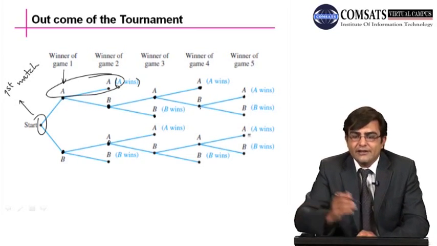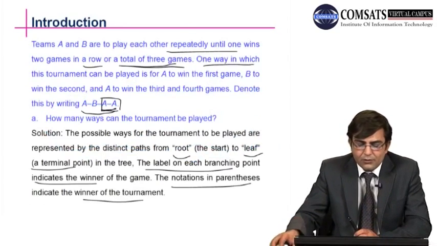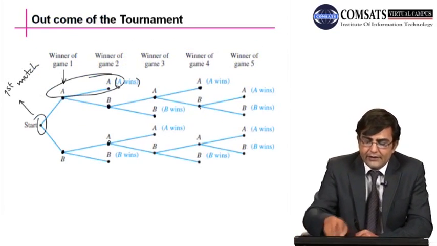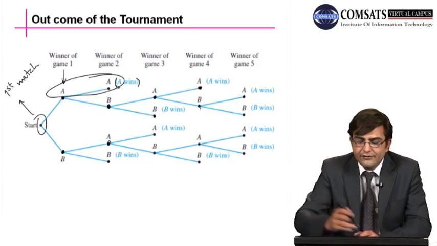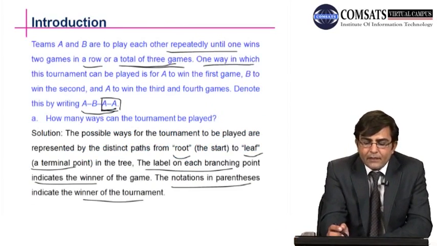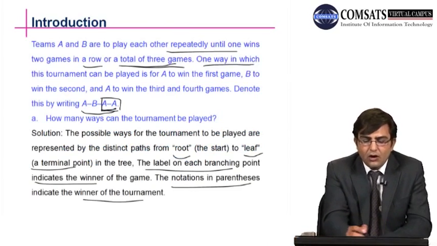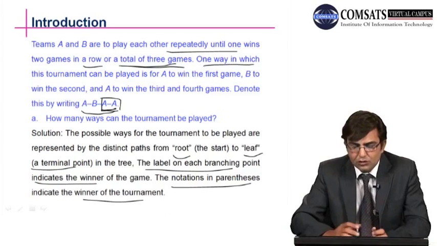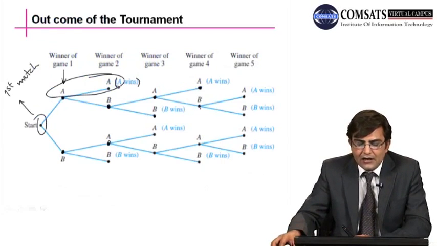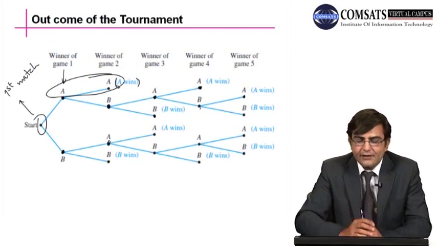We cannot move further here, because the 2 conditions of the given problem are fulfilling here until the 5th game. The first condition is they play repeatedly until one wins 2 games in a row consecutively, or a total of 3 games. So both the conditions are being fulfilled here until the 5th game.